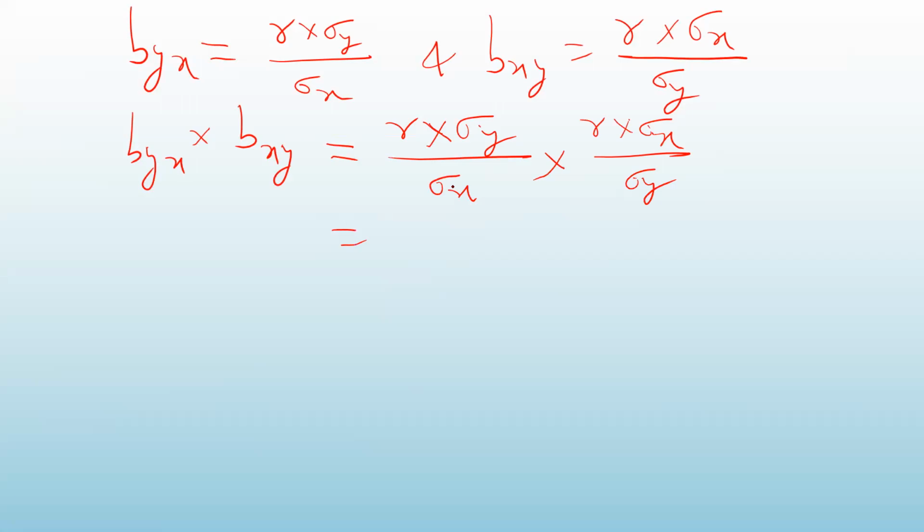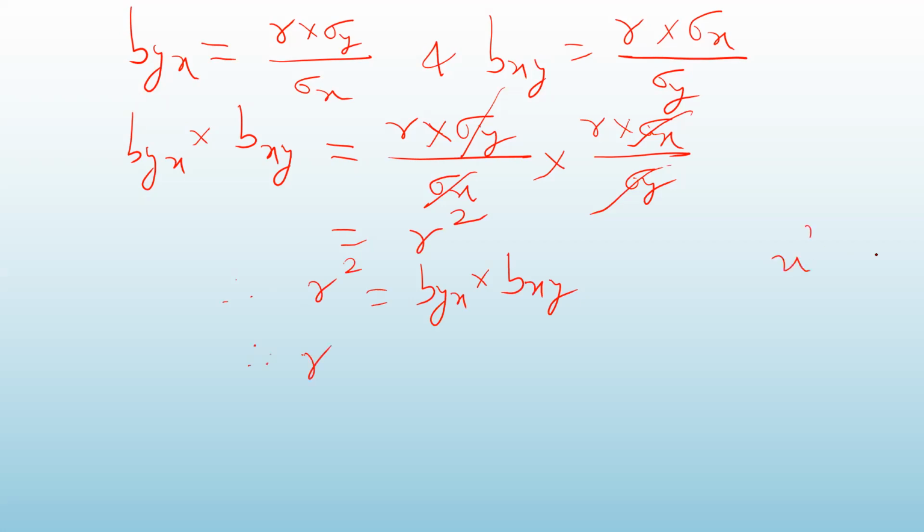Look here, sigma x and sigma x will get cancelled, sigma y and sigma y will get cancelled, and r into r will give you r square. So what you have obtained is that r square is equal to byx into bxy. So what will be the value of r? Look here, if you have x square equal to 25, how do you calculate the value of x?